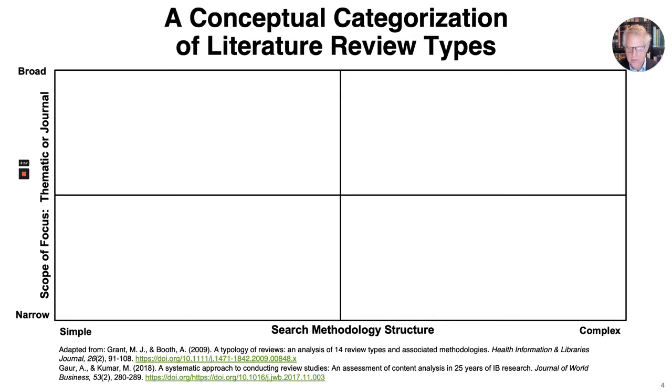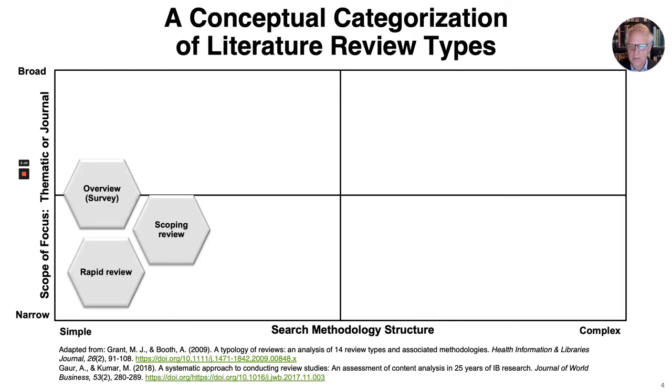So first, let's look at some things that are a little more on the left-hand side of this categorization. And 3 of those are the rapid review, the overview, which I have subtitled survey, and the scoping review. So these typically have a narrower focus, and they typically have a much more simple approach to search. And let me explain what we mean by both of those.